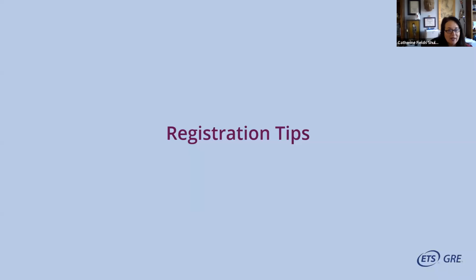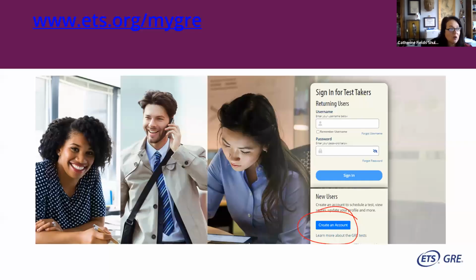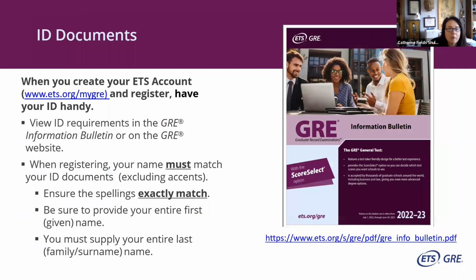Like I said, we're going to start at the very beginning. So we're going to start with registration. You'll need to create an ETS account. I have a screenshot here, and you'll just go to create account from this URL here. When you create your account, you're going to want to make sure you have your ID handy because you'll need some of the information on there.